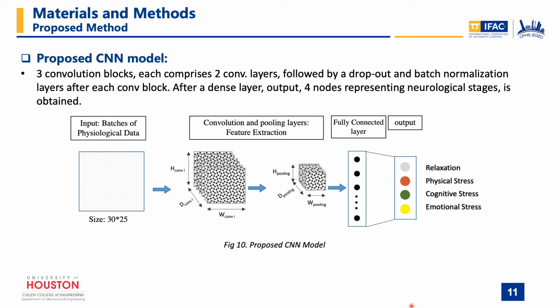So in our model, the input layer receives a segment of size 30 by 25 from the dataset that we have already prepared. Next, in the convolution part of the model, using three blocks of convolution and pooling layers, significant features and information are extracted, and then the resulting feature maps are flattened and fed into a fully connected layer where all neurons have full connection to all activations in the previous layer. And finally, at the output layer, we have 4 neurons representing the 4 neurological stages. The neuron with the maximum value means the maximum likelihood that the input segment belongs to that class.